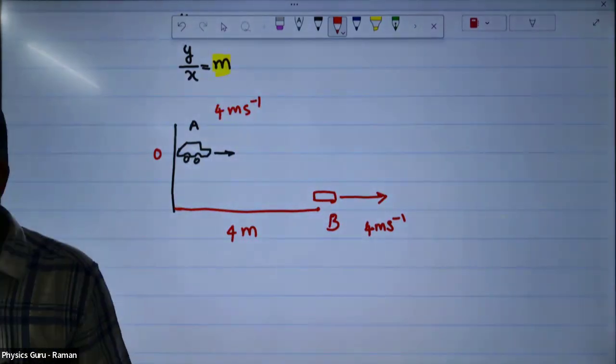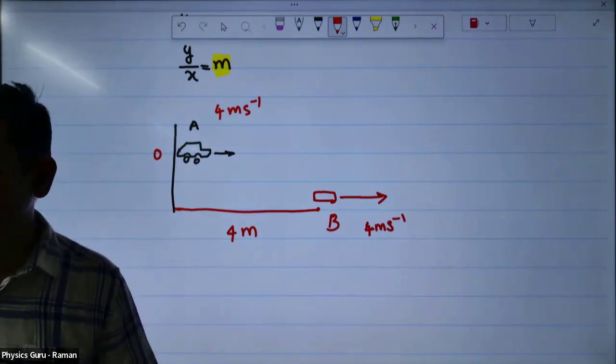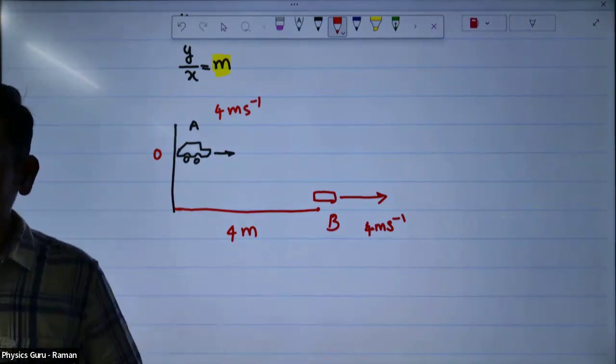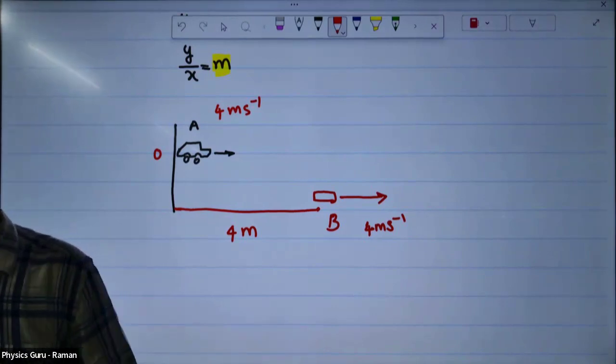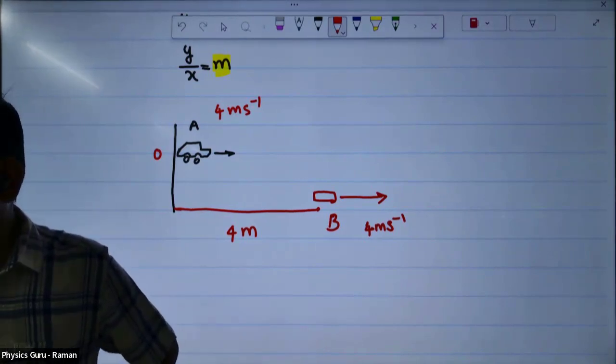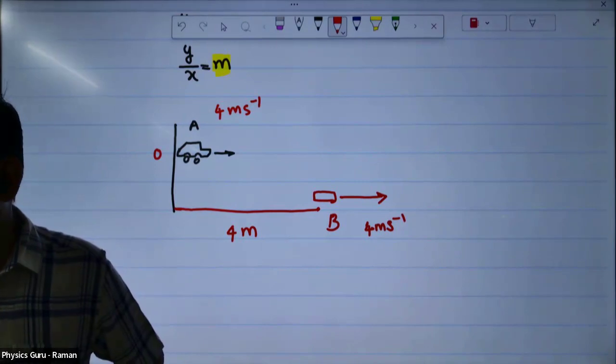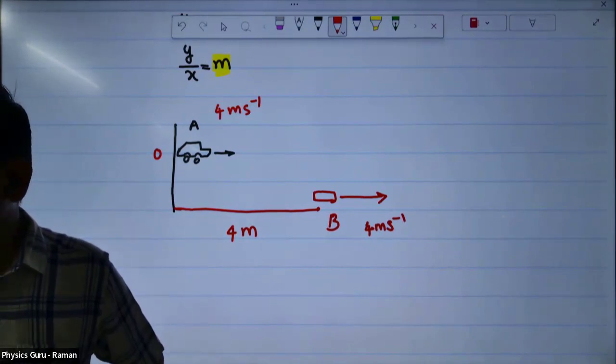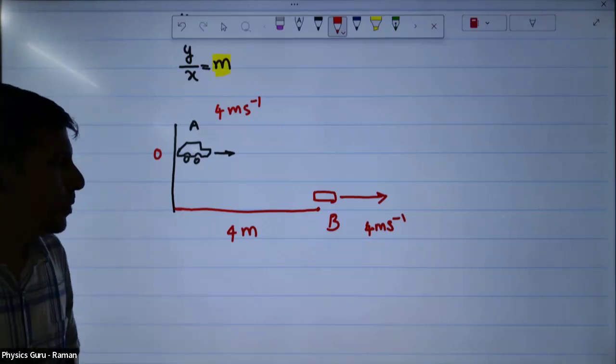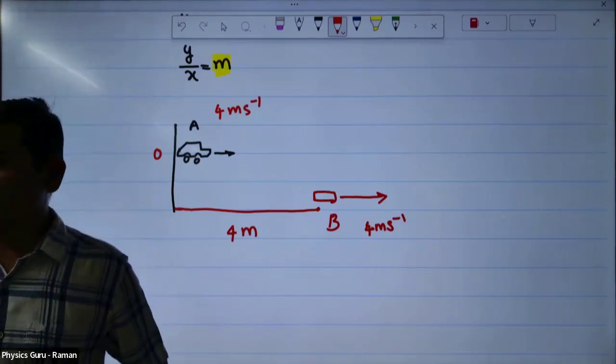I want the children to plot a graph, also to write their equation. Noted? I want you to plot a displacement time graph and the respective equation.